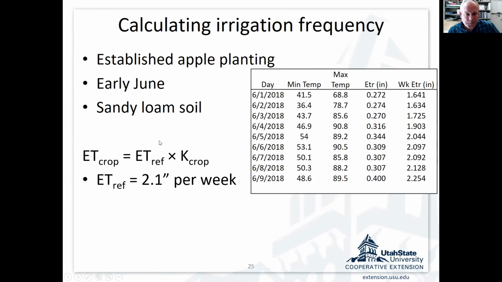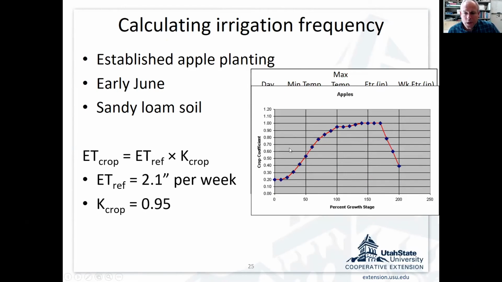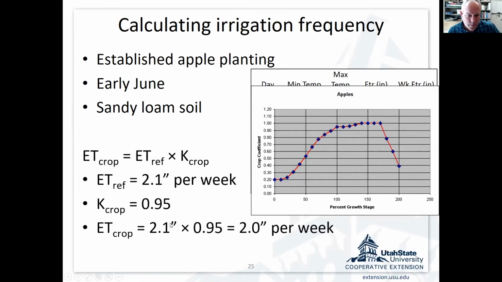Okay. The next thing we'll do is we'll look at these crop coefficient curves for this season and say, well, we've got pretty much full canopy closure, still got green fruit there. So we'll say, okay, it's about 0.95 is my crop coefficient. So if we use those two numbers, 2.1 inches is my reference ET, 0.95 gets us to about 2 inches of water per week that this orchard is using.